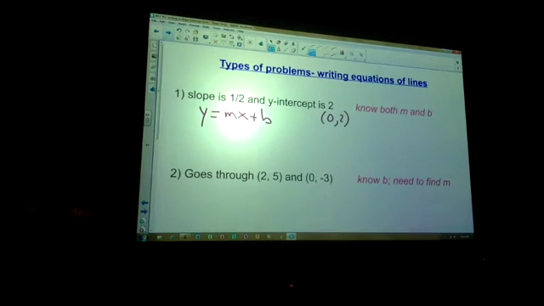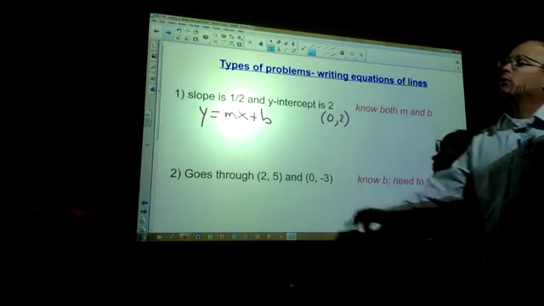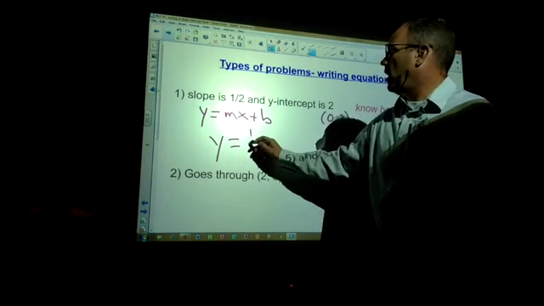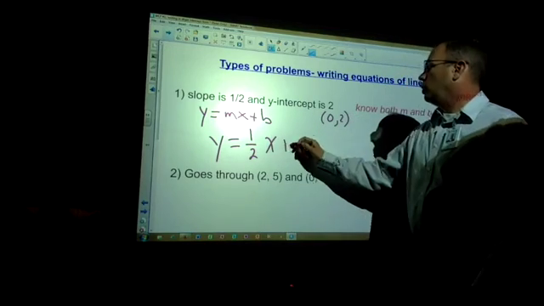So plug in. How do I make it work? What's my m value? y equals what? y equals 1/2 x plus 2.